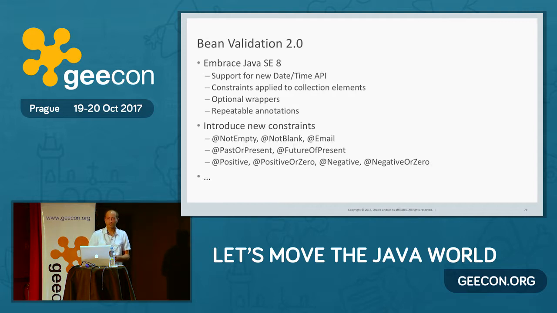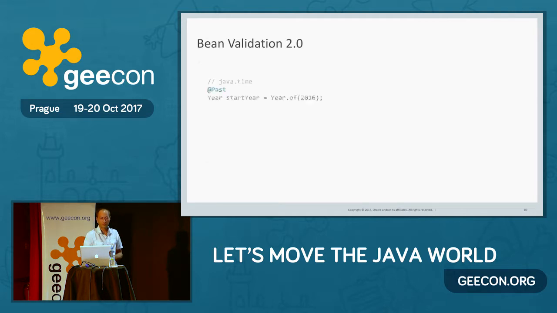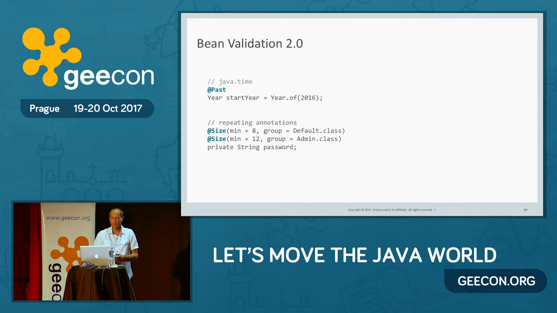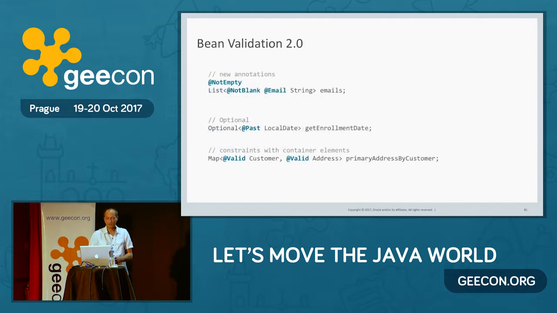And bean validation also introduces new constraints. Here are some examples. Say we want to constrain a property to be in the past. Here we can see the usage of a repeating annotation and some new annotations, and again optional is supported. We can also use constraints in container elements.